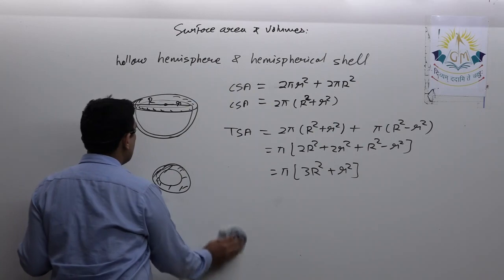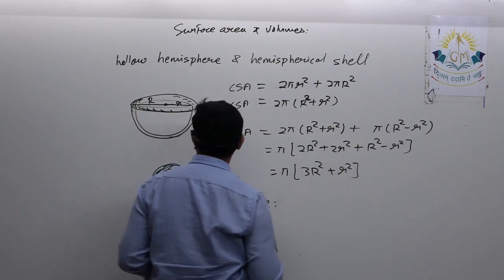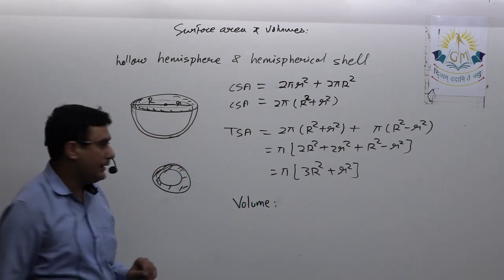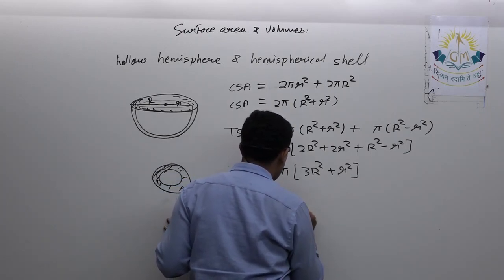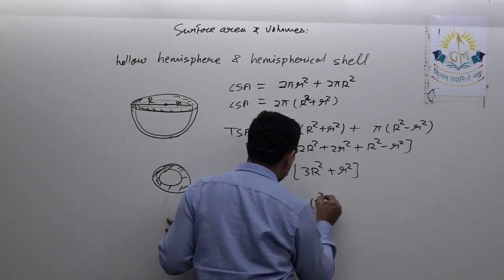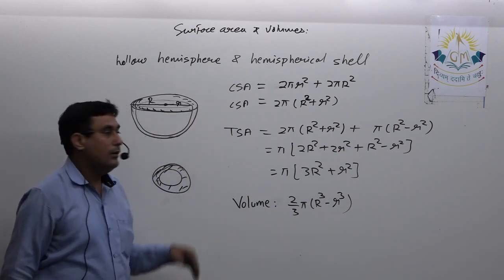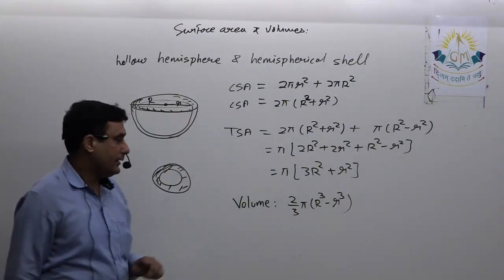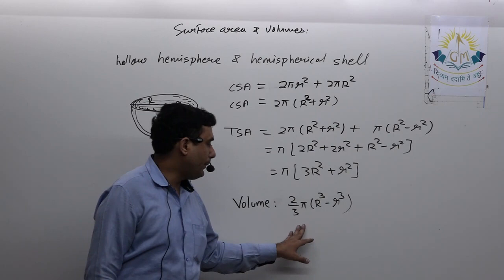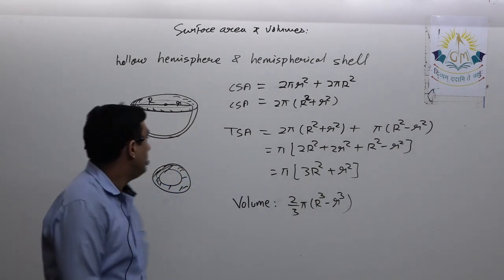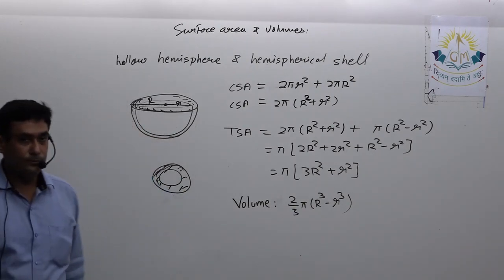Okay, after this, next we will see its volume. If we talk about the volume of the material, then I will write 2 by 3 pi (capital R cube minus small r cube). This is the volume of the material to form that hemispherical shell. And if I talk about how much it can hold, then it will be 2 by 3 pi small r cube. So this is all about the surface area and volumes.